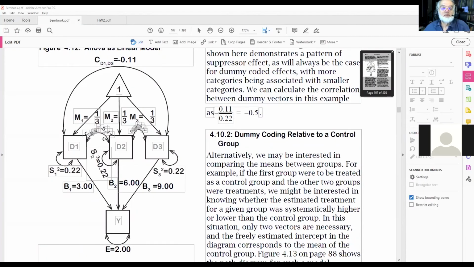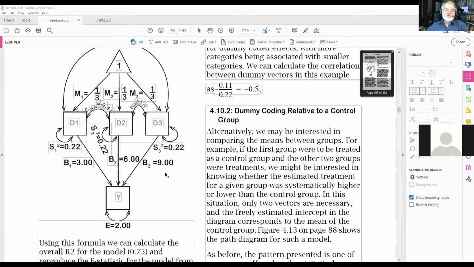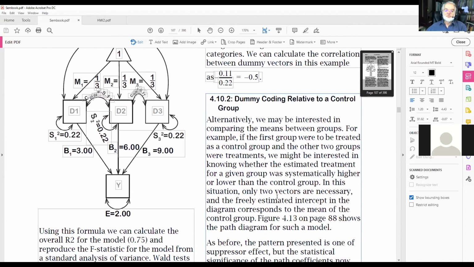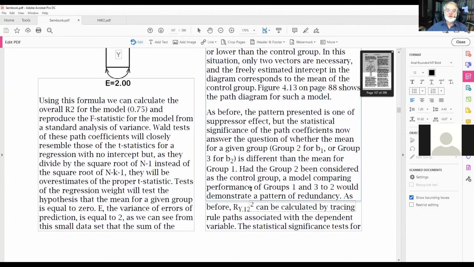So that's why what I'm seeing in this path diagram are small and negative covariances. So, in words, this is a path diagram that corresponds to good old analysis of variance. Other times, I might be wanting to treat one of my groups as a control group. Well, if that's the case, I'm going to do a slightly different diagram.